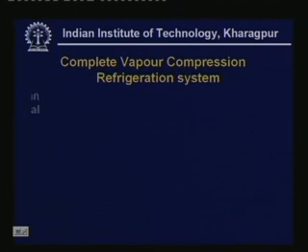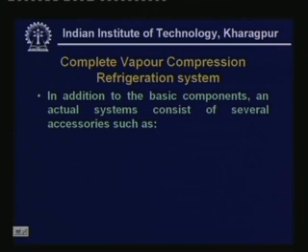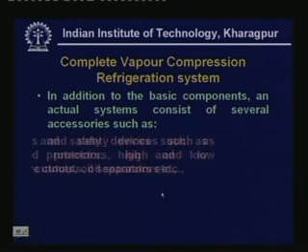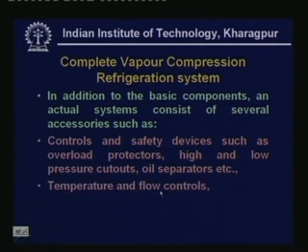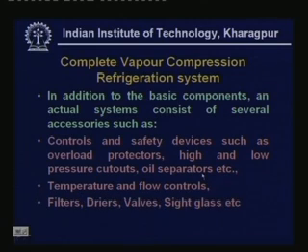Now a complete vapor compression refrigerant system, in addition to the basic components, consists of several other accessories. We will discuss this later. They are controls and safety devices such as overload protectors, high and low pressure cutouts, oil separators, etc., and temperature and flow controls, and filters, dryers, valves, etc. Okay. So actual system will have a lot many components over and above the basic components.